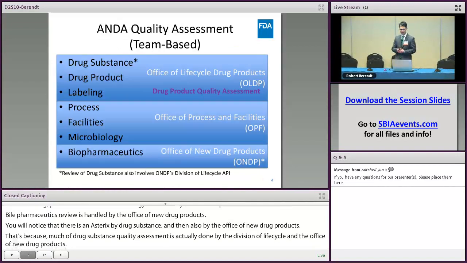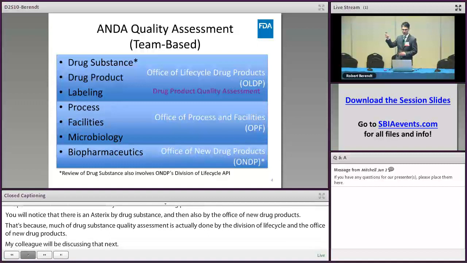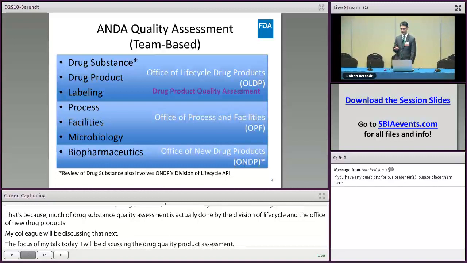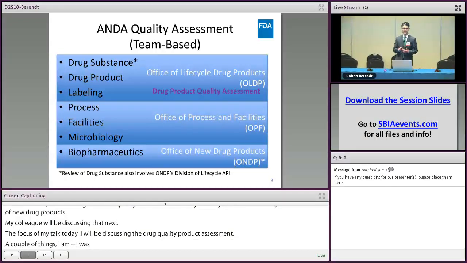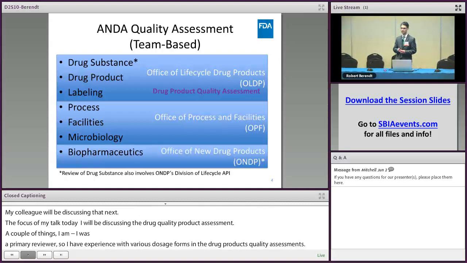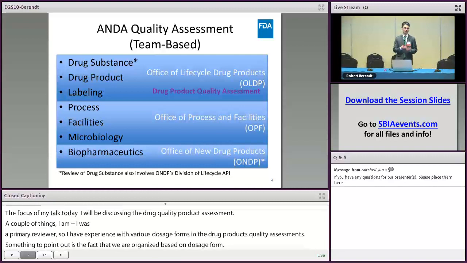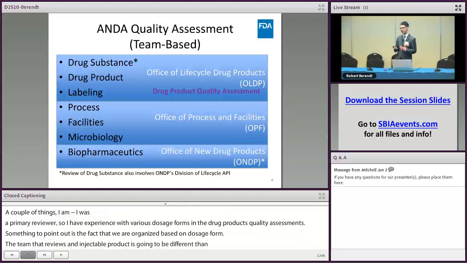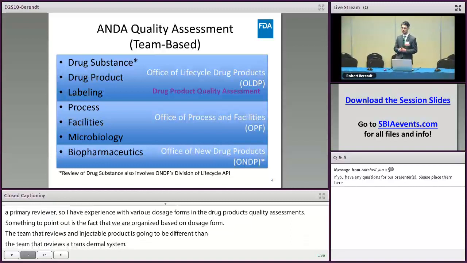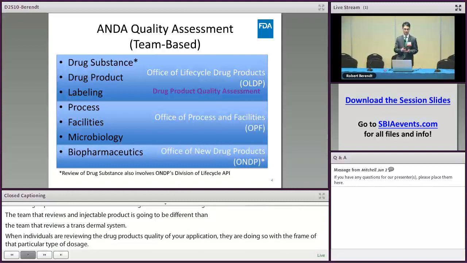So the focus of my talk today, there's supposed to be a color change here, but sorry, the top bar is supposed to turn from blue to orange. I'm going to be discussing the drug product quality assessment, which occurs in OLDP. So a couple of things. I was a primary reviewer in OLDP and now a secondary reviewer, so I have experience with various dosage forms in the drug product quality assessment. Something to point out is that OLDP is organized based on dosage form. So the team that reviews an injectable product is going to be different than the team that reviews a transdermal system or a modified release solid oral system. So when individuals are reviewing the drug product quality of your application, they are doing so with a frame of reference for that particular type of dosage form, and therefore they're better equipped to help identify CQAs, or critical quality attributes, that are specific to that dosage form.